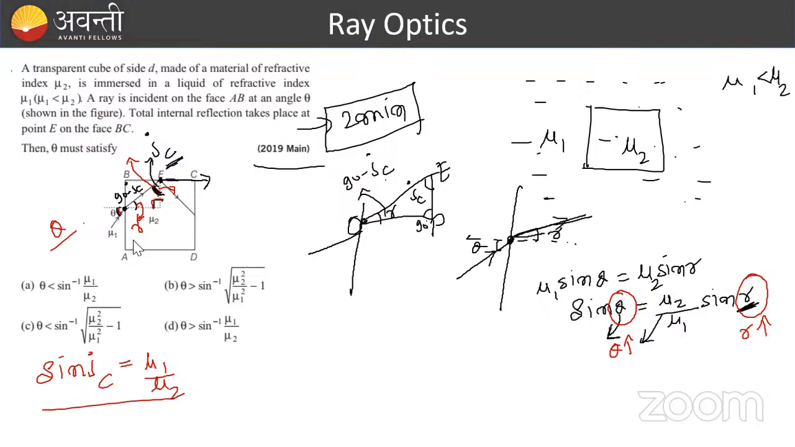Now apply the law of refraction, that is Snell's law, at this point. So if we apply it, sine theta will be equal to mu2 by mu1 into sine r. What will be the value of R?